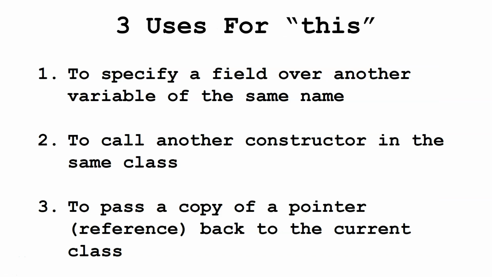So there's three main uses for this. Number one, to specify a field over another variable of the same name. Number two, to call another constructor in the same class. And number three, to pass a copy of a pointer, a reference, back to the current class. So let's take a look at these three uses individually.